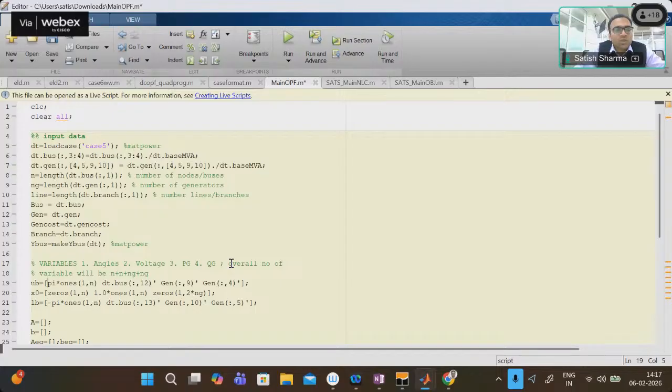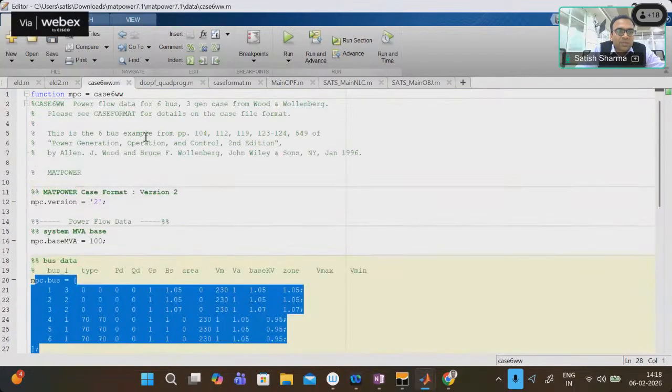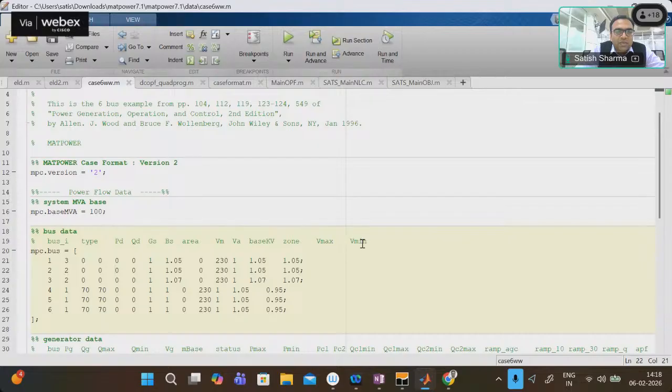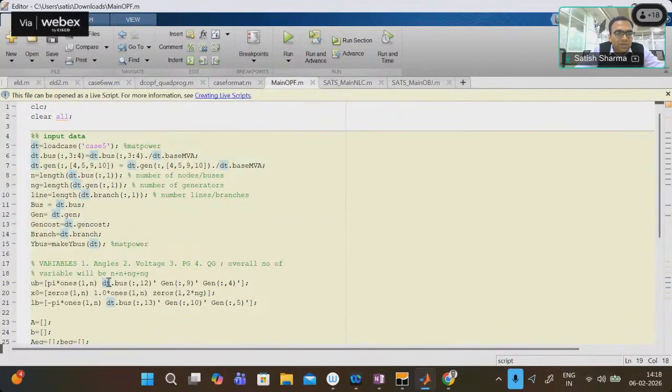Now let's put the upper bound. We all know that the upper bound for the angles will be pi, so I have defined pi into ones of 1 by n. Then the maximum value of the voltage: that information is available in the bus data. If you look at the bus data, the last and second last columns represent the maximum and minimum value of the voltage. So I will use Vmax from the 12th column of the bus data, which gives the maximum voltage levels, generally 1.05, 1.07, and sometimes 1.1 as well. Those values will come here.